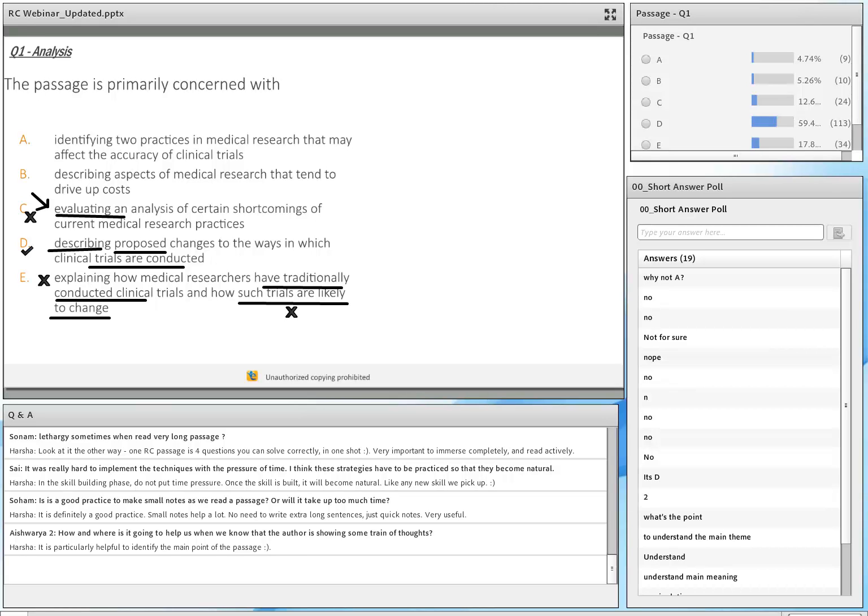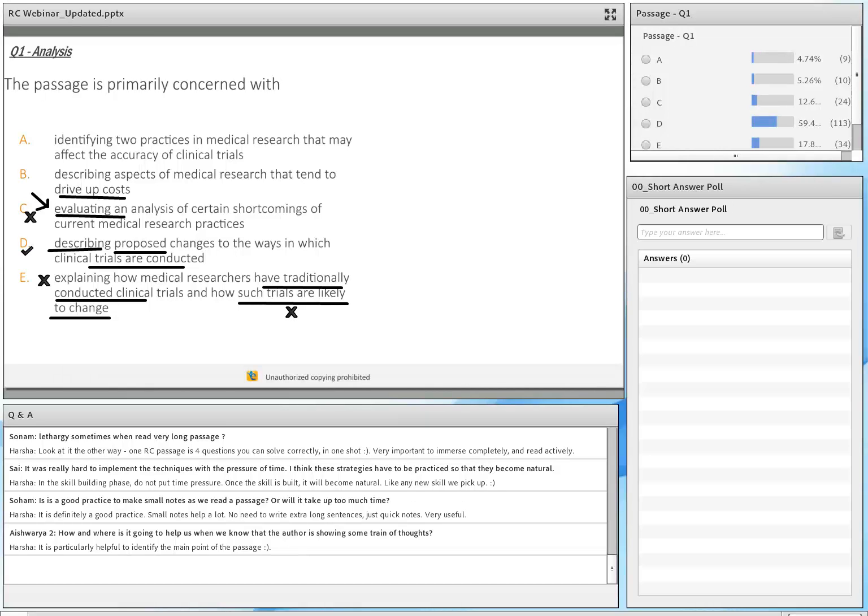Okay. When you look at choice B, we'll look at B and A again, don't worry. B says describing aspects that tend to drive up costs. Now, one of the things that's there in the main point is it has to be discussed across the passage. This thing is only discussed in para A, okay? And so it's not the entire scope of the passage, and hence choice B is incorrect. Okay.